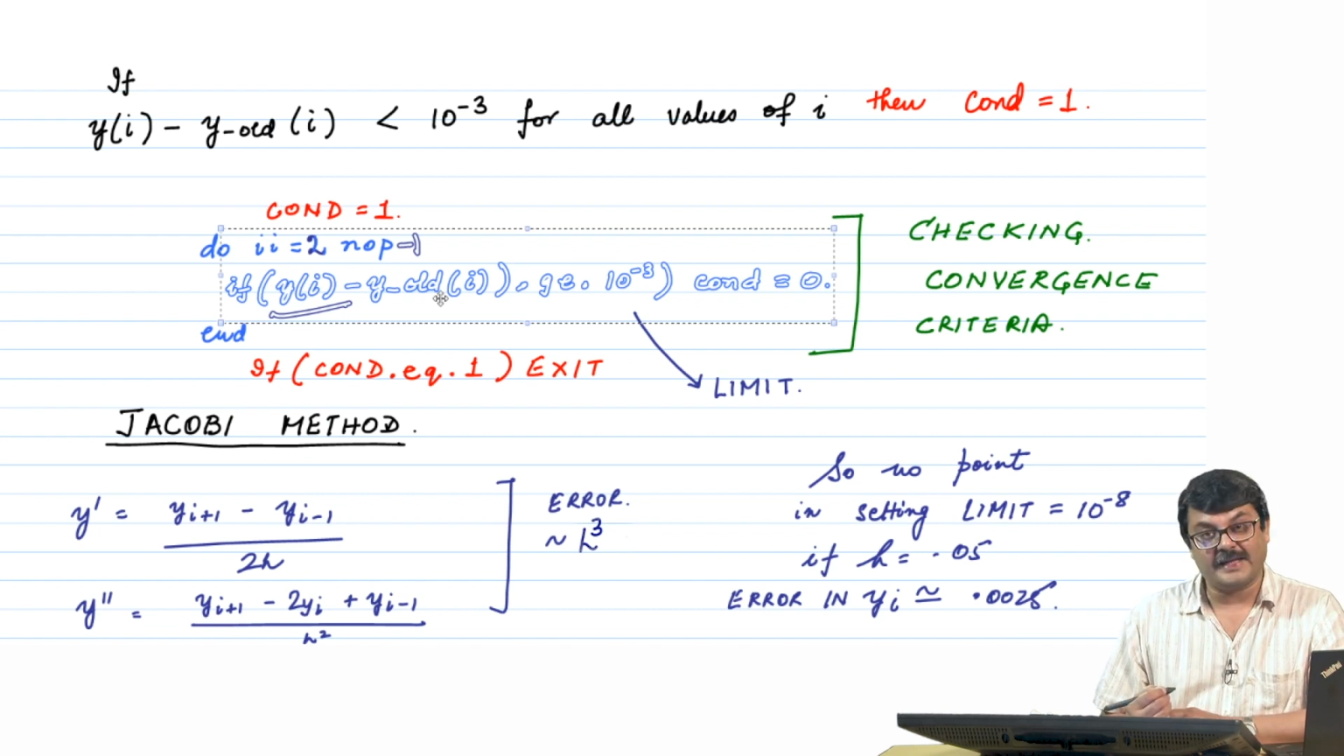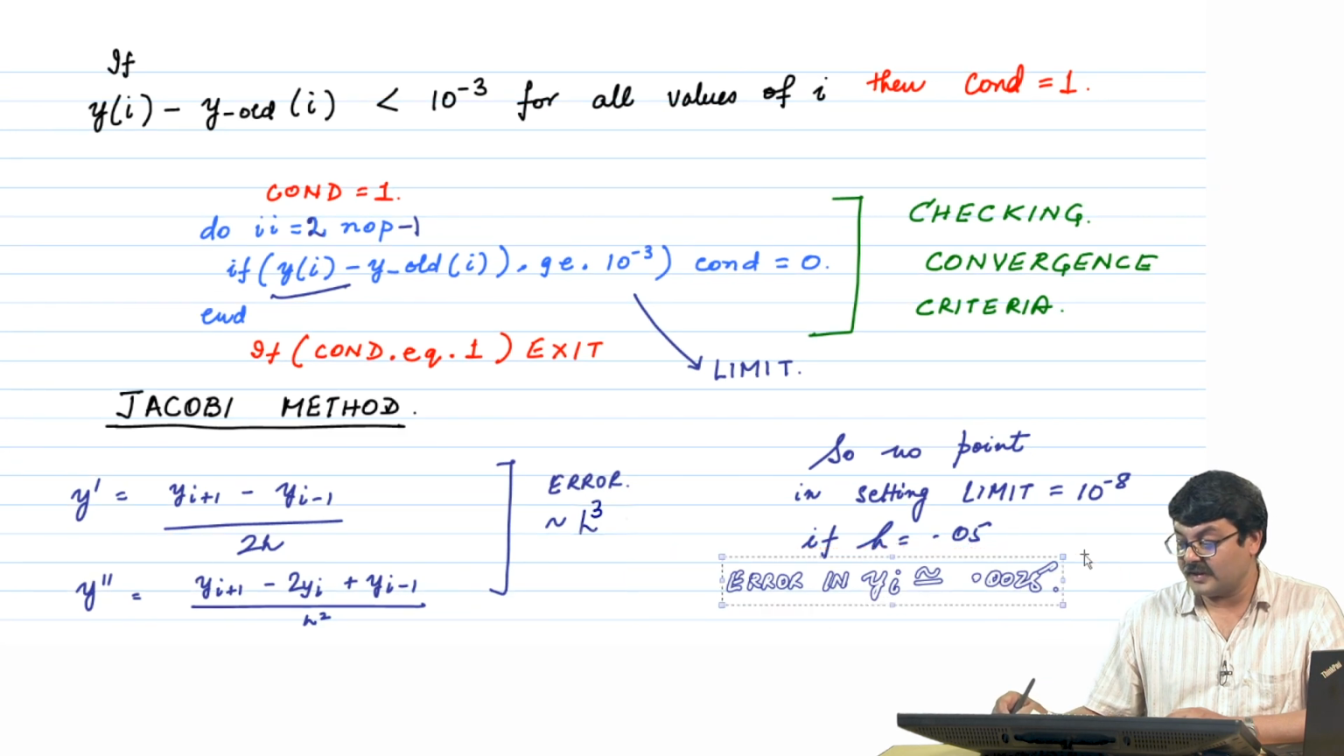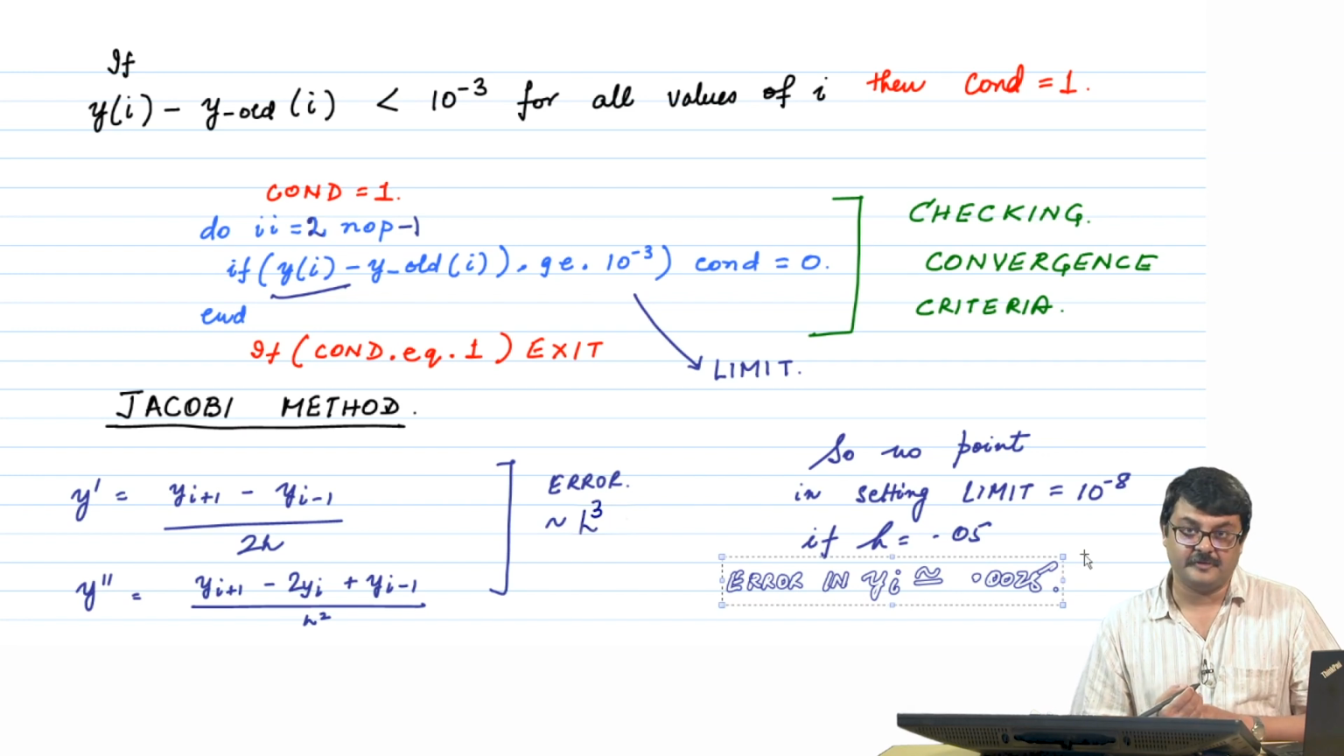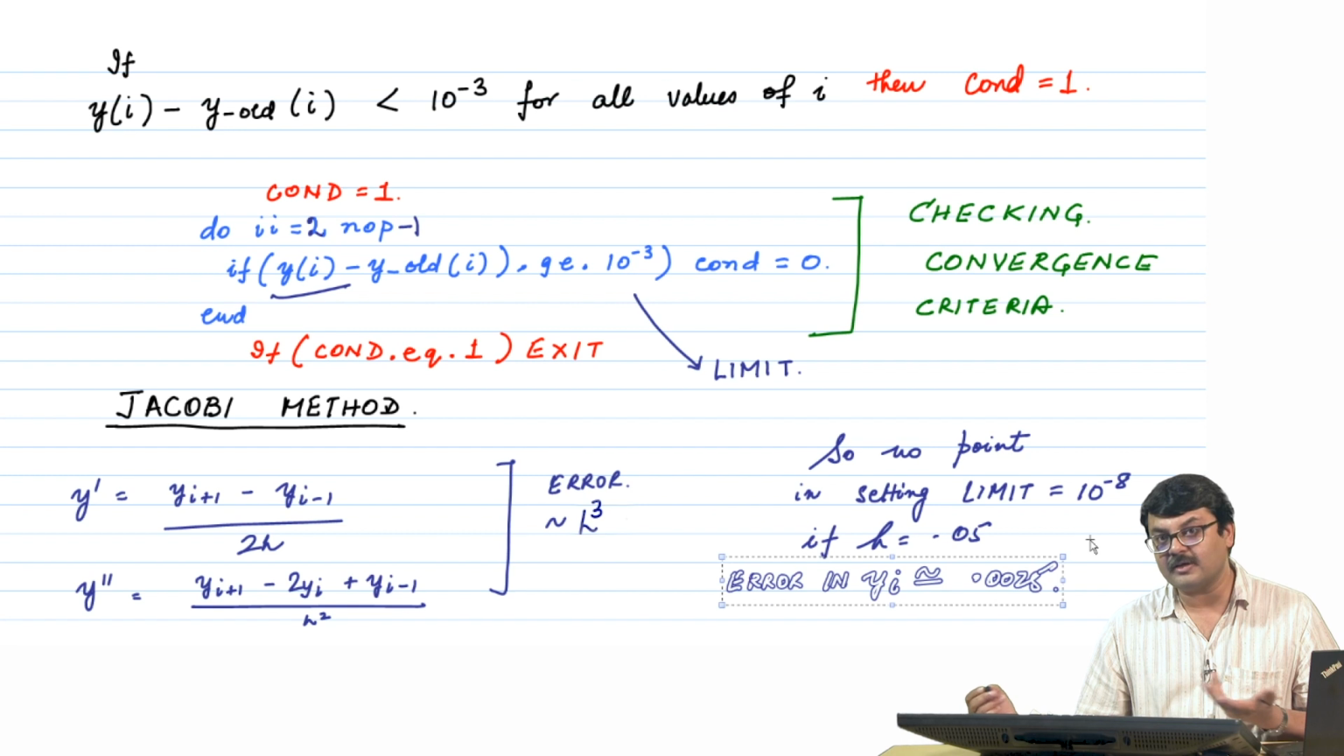You do expect an error in the value of yi for each value of i of the order of 0.0025, because h is equal to 0.05, and h square is 0.0025. So, there is no point in setting a limit lower than this value. You are not going to get a converging solution, right.